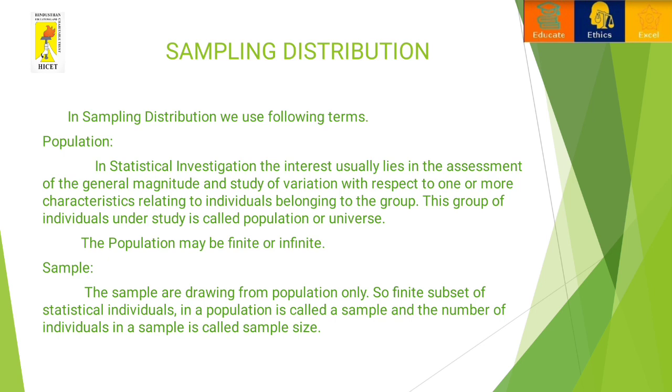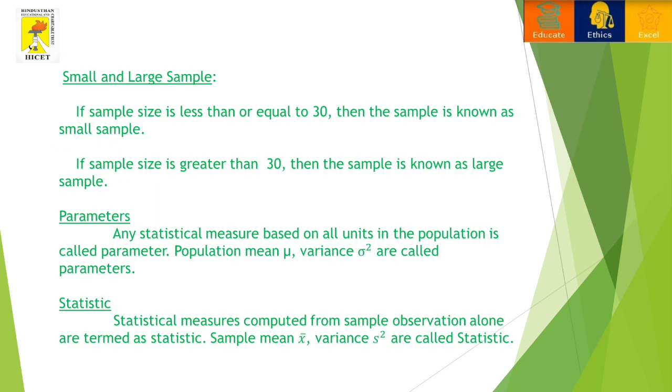Next one is sample. The sample is drawn from the population only. So a finite subset of statistical individuals in a population is called a sample, and the number of individuals in a sample is called sample size. Small and large samples: if sample size is less than or equal to 30, then the sample is known as small sample. If sample size is greater than 30, then the sample is known as large sample.